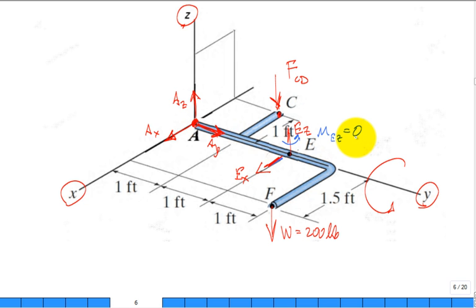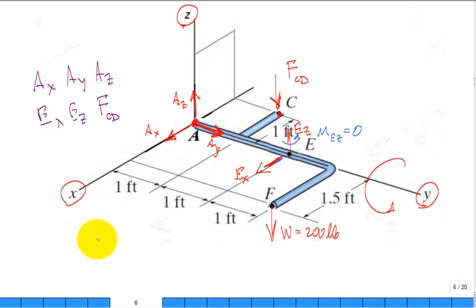Now let's do a little counting. How many unknowns do I have? AX, AY, AZ, EX, EZ, and the force in the member C to D. I have 6 unknowns. I have at most how many equations for equilibrium in a three-dimensional problem?